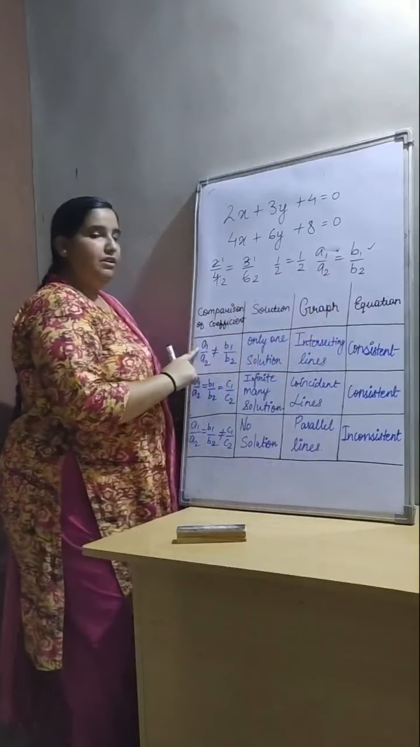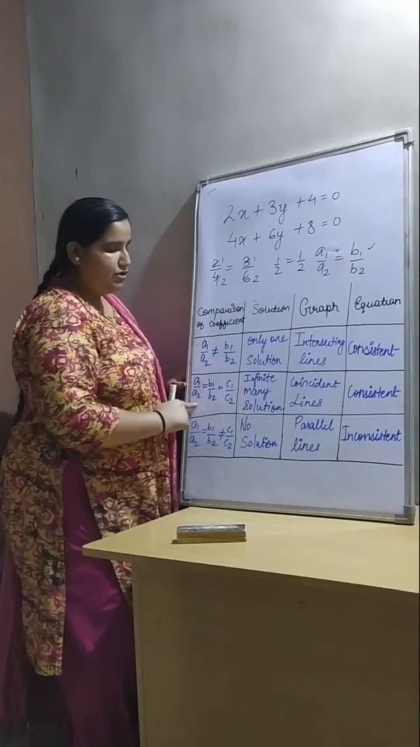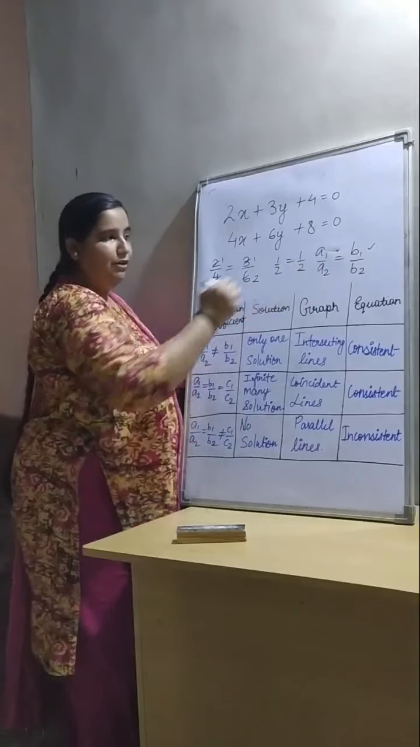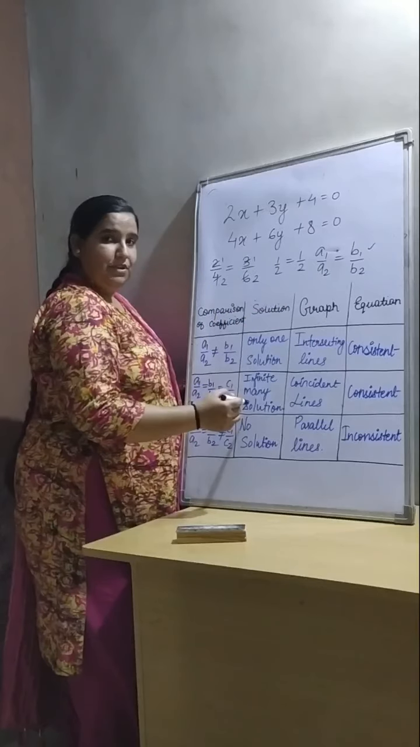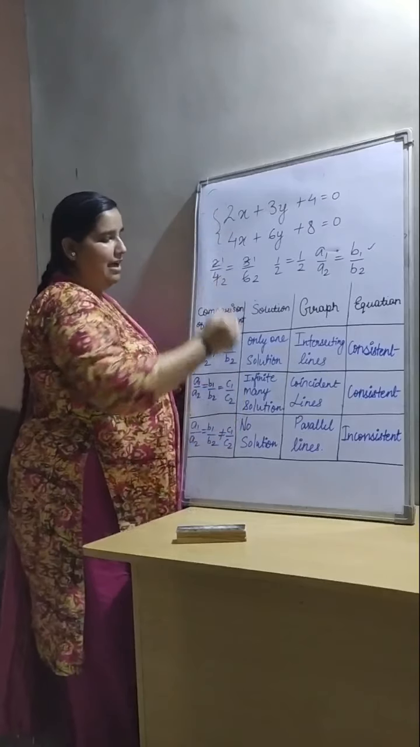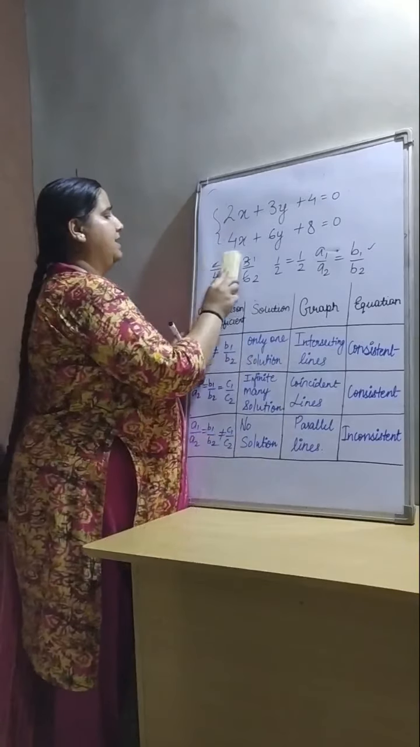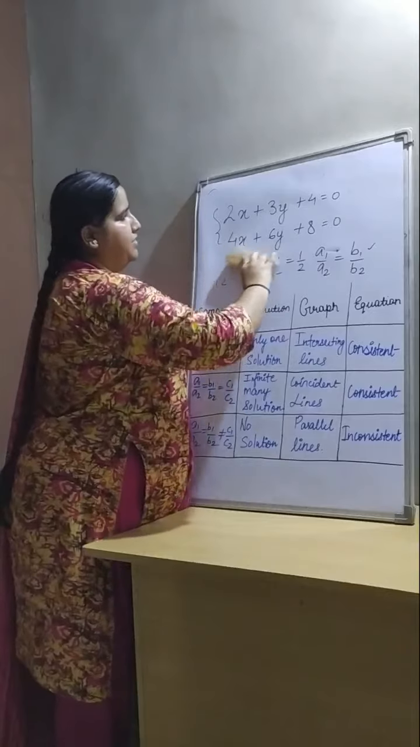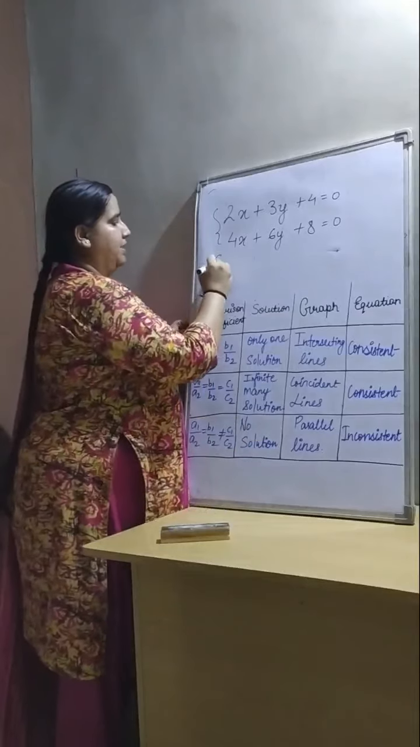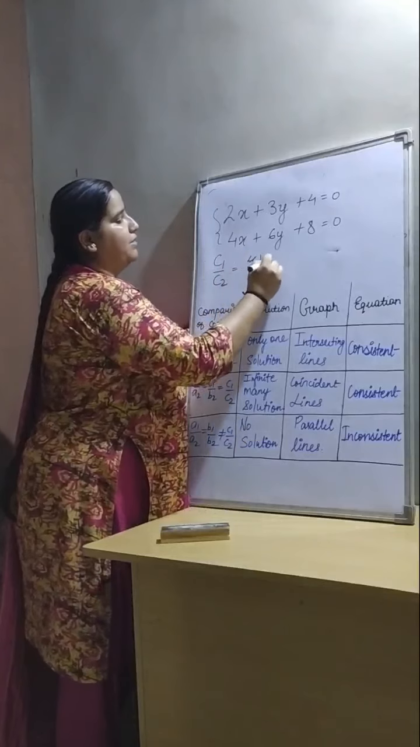That means the first condition is not coming, so we need to move to another condition. We need to check whether these three ratios are equal or not. If c1 by c2 is also 1 by 2, then there are infinitely many solutions. If it is not equal to 1 by 2, then the pair of equations will have no solution. Let us check c1 by c2. It is very clear from the equation that c1 by c2 is 4 upon 8, and when I cancel it out, it is 1 by 2.